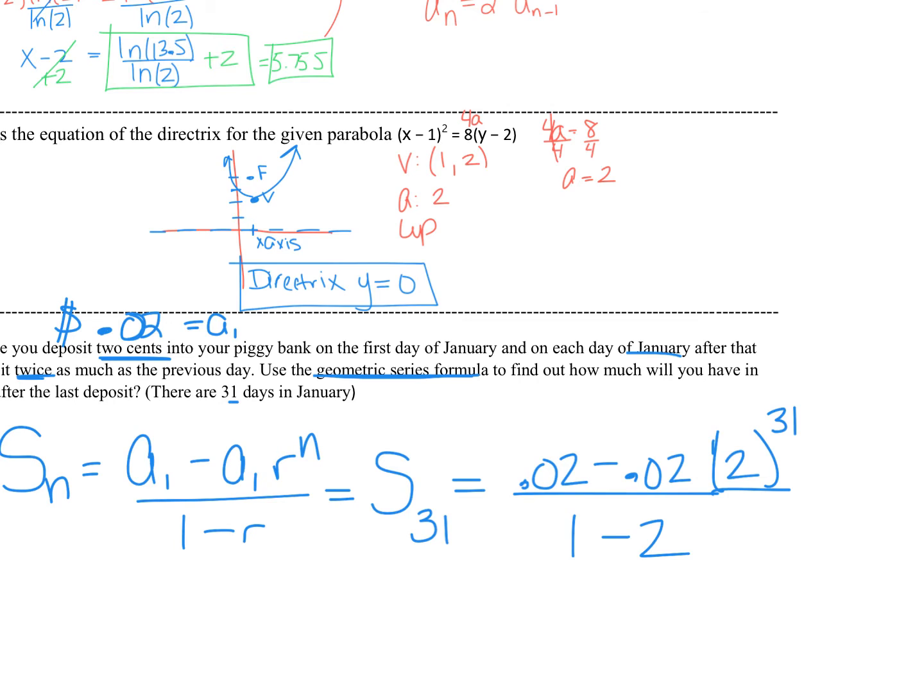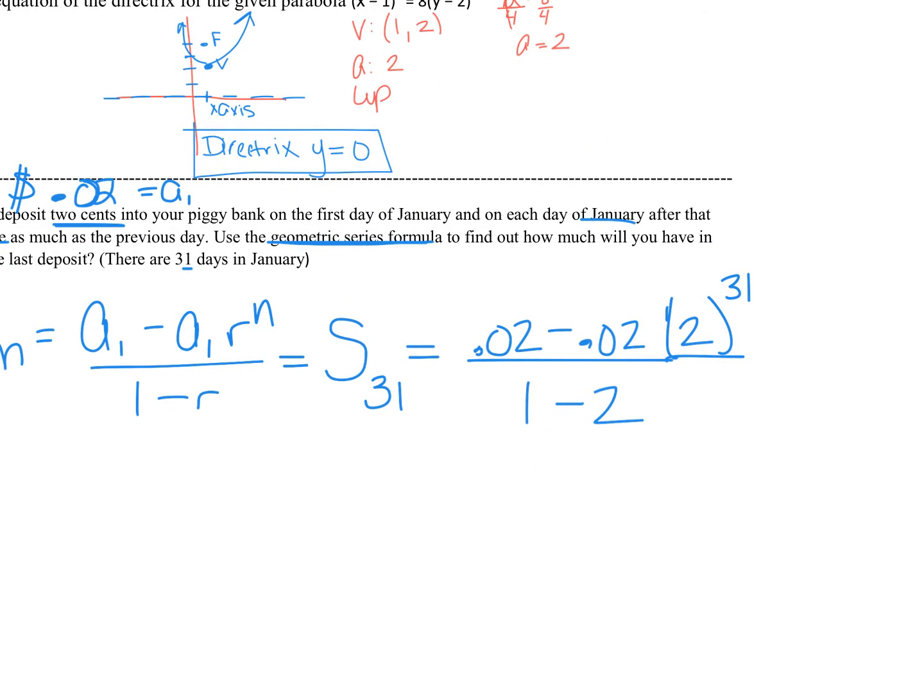So I'm going to type this literally in the calculator the way I see it. Alpha y equals, so you get the fraction, 0.02, because it's cents, 2 to the 31 over 1 minus 2. And I get, in my calculator, 42949672 and 94 cents. So 1, 2, 3, 1, 2, 3. So $42,949,672.94.